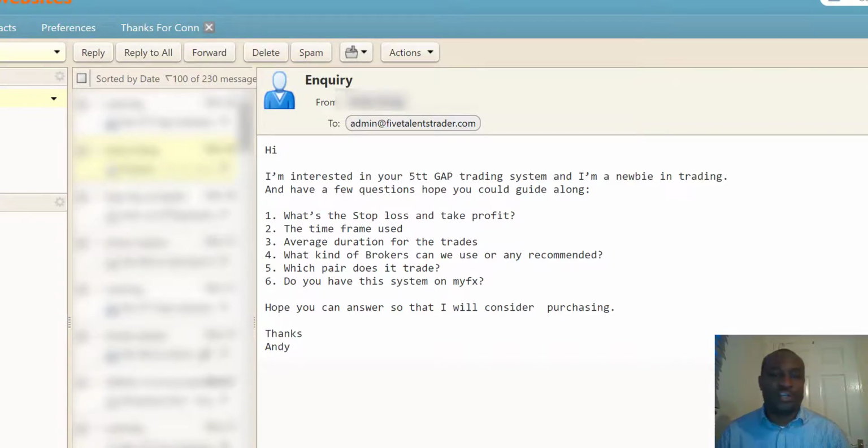What's the average duration for the trades? Since my preference is to do it on a daily time frame, usually during the day, the price action in the day will cover the distance of the gap, which means that most times I do finish off in a couple of hours, say 6 hours to about a day to a couple of days. So the average duration for the trades I will say about a day, but you can go from a couple of hours to maybe 2 days, 3 days max.